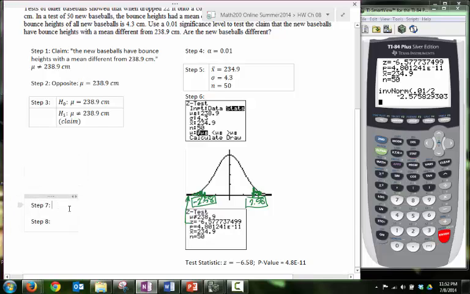So that's enough for us to make a conclusion. Since the test statistic is in the critical region, and if you want to specify that negative 6.58 is less than negative 2.58, we can say that we reject the null hypothesis.